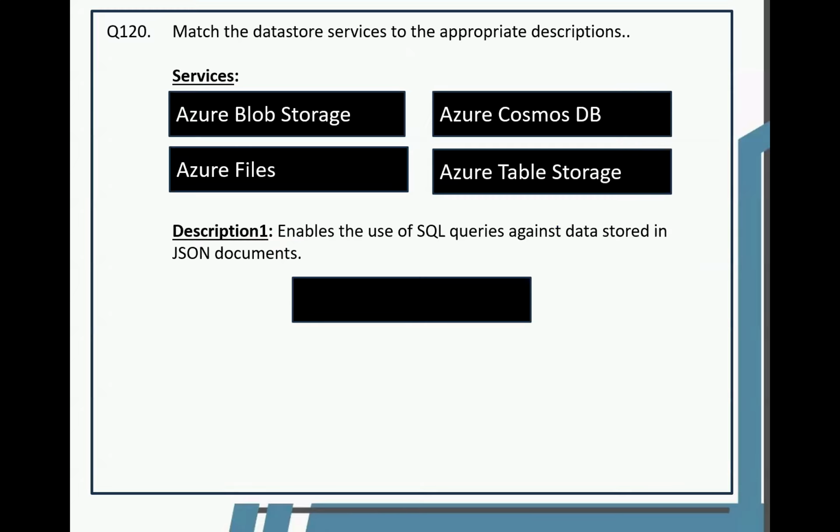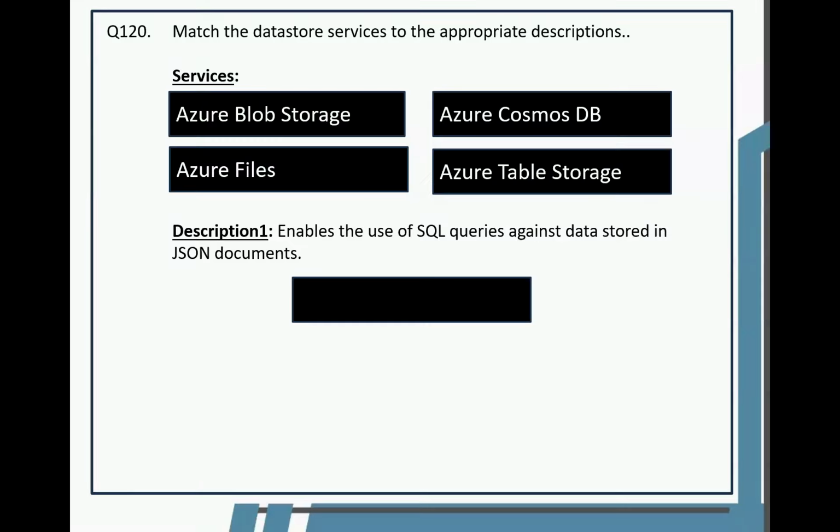Now friends, in question number 120, we are matching data store services to their correct description. The services being talked about in the question are Azure Blob Storage, Azure Cosmos DB, Azure Files, and Azure Table Storage. The first description is enables the use of SQL queries against data stored in JSON documents.